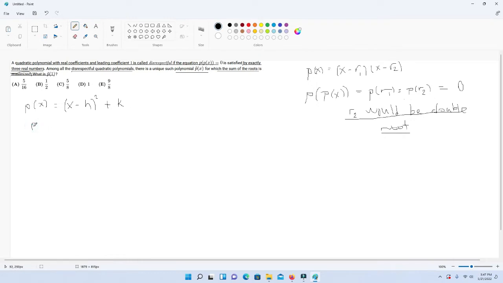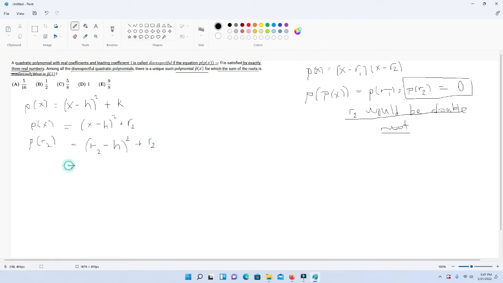So doing that, we get p(x) = (x - h)^2 + r2. However, we can go one step further. Remember we wrote here that p(r2) is equal to 0. So we could actually substitute r2 for x, and we get p(r2) = (r2 - h)^2 + r2.